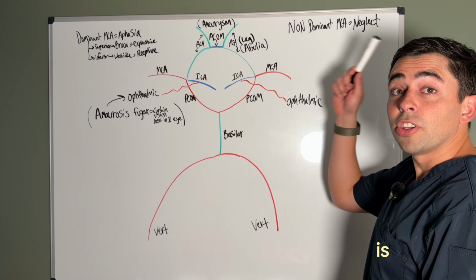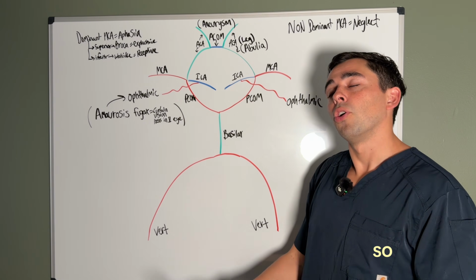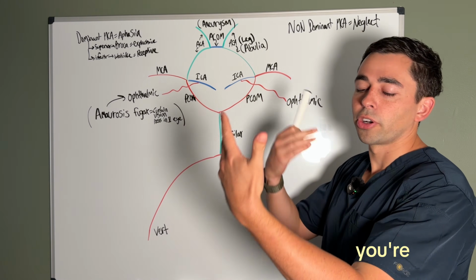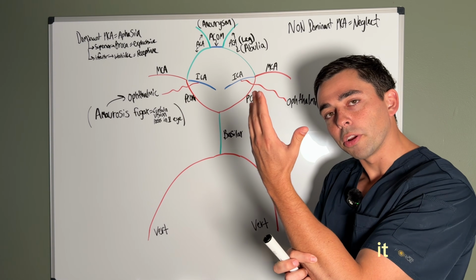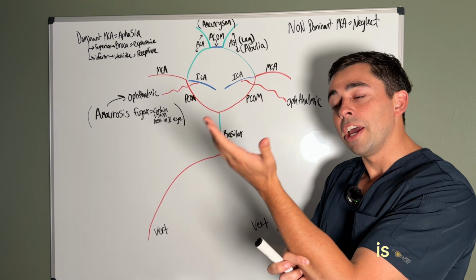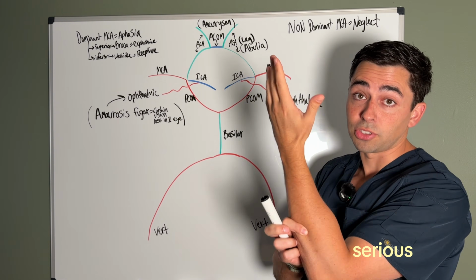If your MCA stroke is in your non-dominant hemisphere, typically the right, you get neglect, and so with a right-sided MCA stroke, you're gonna have left-sided neglect. The big neglect test is you just take someone's left arm, hold it in front of their face and say whose hand it is. If they don't recognize their hand, that's how you categorize it as serious neglect.